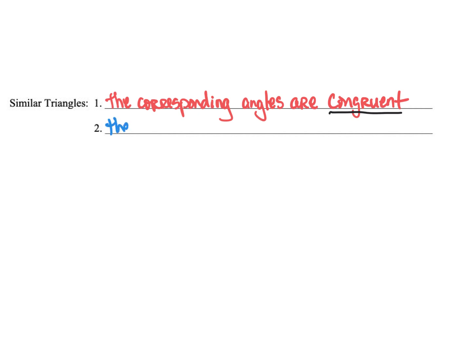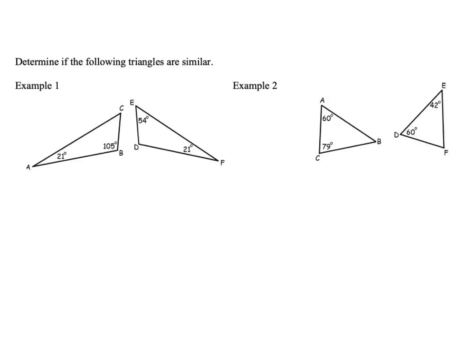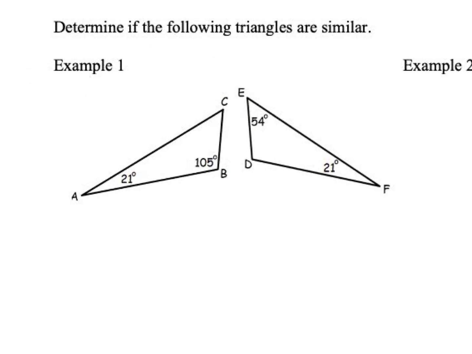The second thing about similar triangles is the corresponding sides are proportional. And what this means is we can make, so I'm going to put in parentheses, a fraction equation. We're going to go through this to make sure we understand what that actually means. All right, let's focus on example number one first.